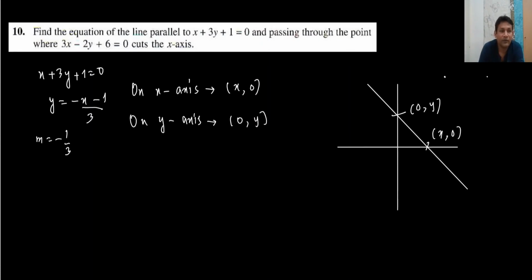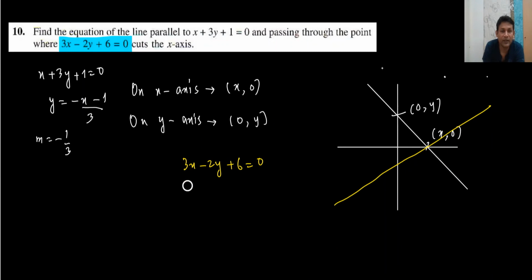And passing through the point where this cuts the x-axis. So the coordinates are not given here. What we can do is use this equation, 3x minus 2y plus 6. Find the equation of the line parallel to this. We got the gradient, and passing through the point where this cuts the x-axis. So actually, we can see it like this: this coordinate cuts at the x-axis.